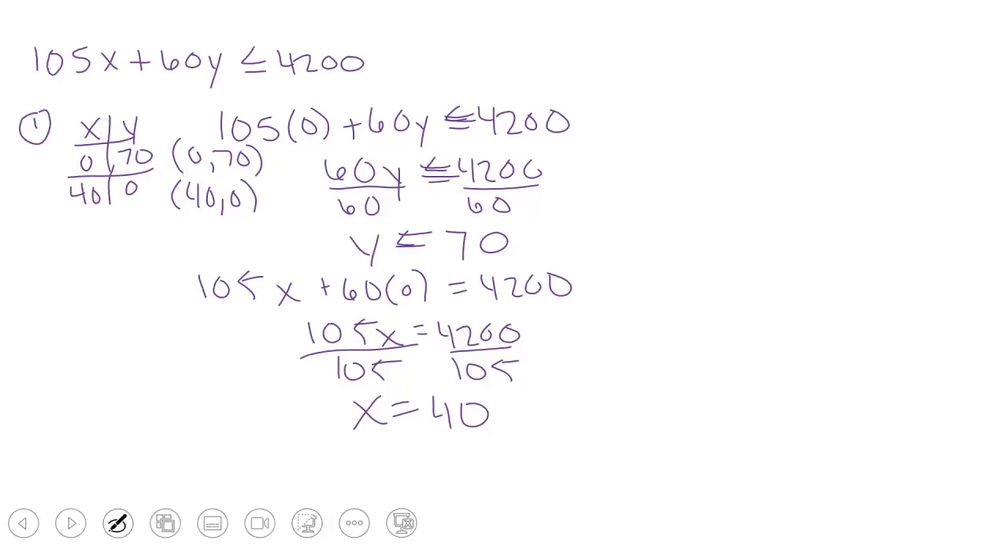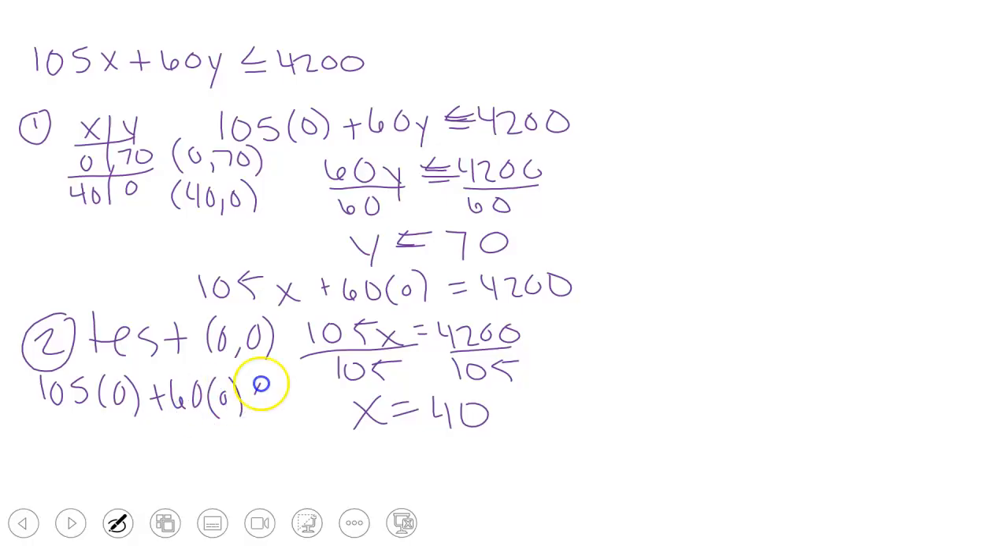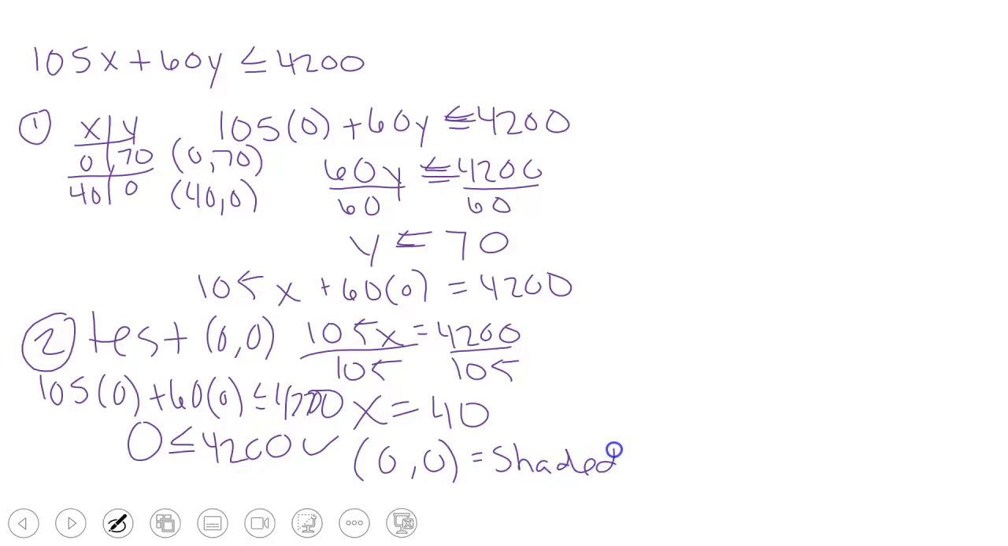So now that we have our intercepts, we can graph it, but the second step is our test, right? So what's our test point? 0, 0. So let's use our original inequality and plug in zeros for x and y and see if it's true. So is 0 less than or equal to 4,200? Yes. So that means 0, 0 is shaded. So let's just draw a quick graph and put our intercepts. 0, 70 is somewhere up here, and then 40, 0 is somewhere right here.